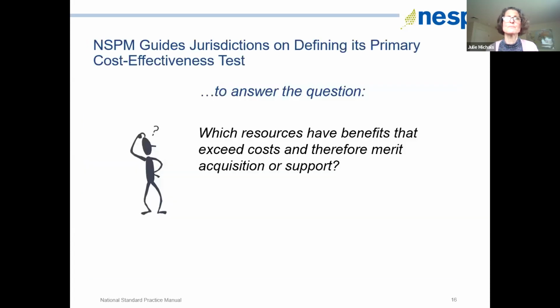So the primary test: what question does it answer? It answers which resources have benefits that exceed costs and therefore merit acquisition or some level of support.